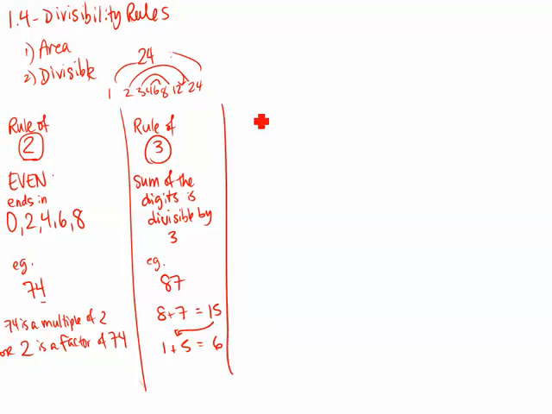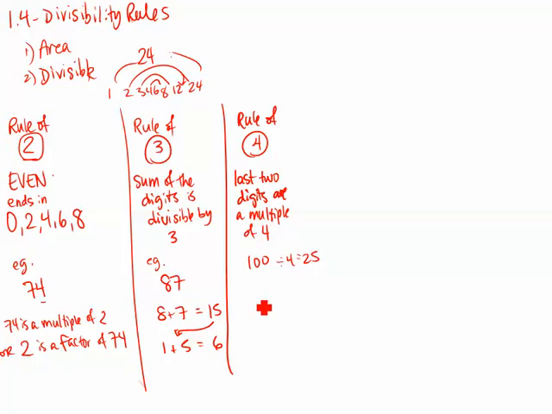Rule of 4 works like this. If the last 2 digits are a multiple of 4, then the whole number is a multiple of 4. The reason why this works is because we know that 100 is a multiple of 4, because 100 divided by 4 is 25, so we know that 100 will work. That means we can remove anything in the hundreds place and just look at the last two numbers.